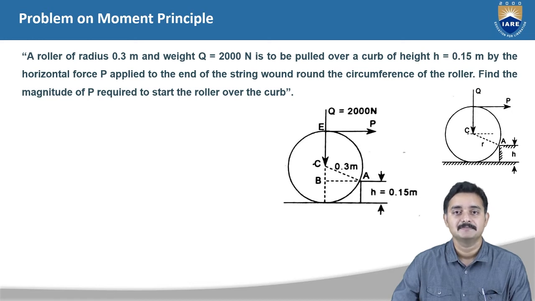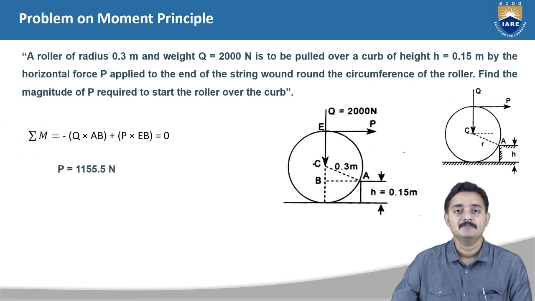That gives us the equation sigma M is equal to minus Q into AB plus P into EB is equal to 0. Here negative moment is taken because the weight is causing an anti-clockwise direction moment at the moment center A. For the required data of AB and EB, we can use simple triangle principles on triangle ABC. Solving the moment equation, we get P is equal to 1155.5 newtons. Hence, a force of 1155.5 newtons is to be applied so as to start the roller over the curve.